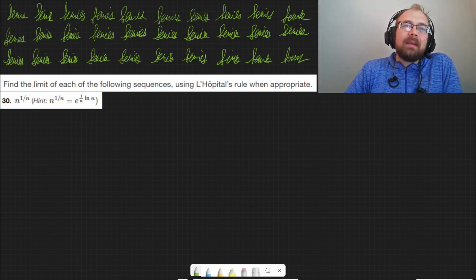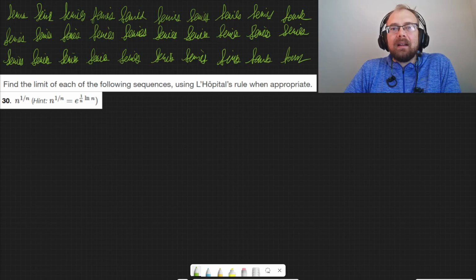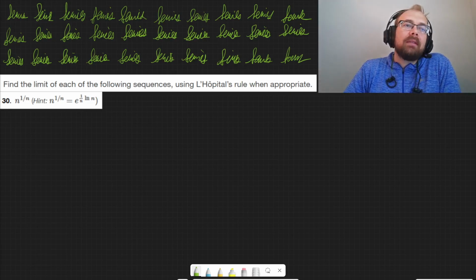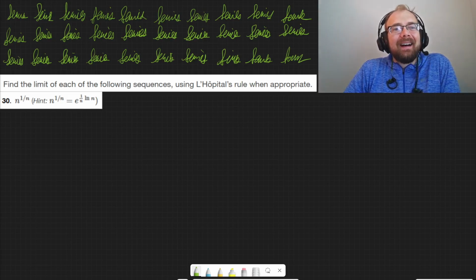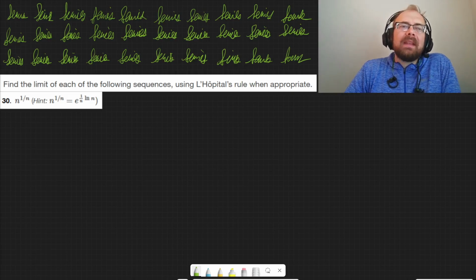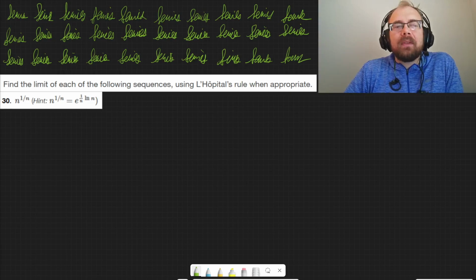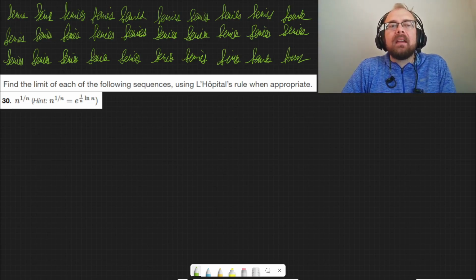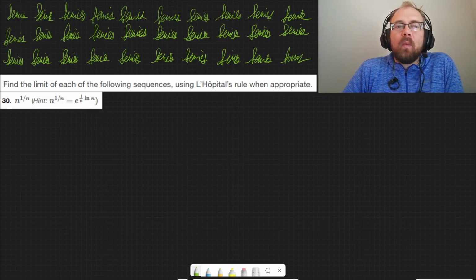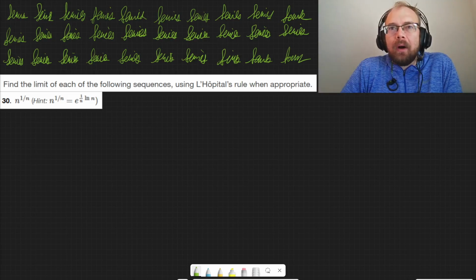Find the limit of each of the following sequences using L'Hopital's rule when appropriate. So we have n to the 1 over n power, and it says hint, n to the 1 over n is equal to e to the 1 over n ln n. That's an interesting hint. I probably wouldn't have thought to do it that way. The way I usually think about that limit is that it's a very specific one. There's a way to do it algebraically that I'll show you in a second, but basically when it's like that, I just remember that that turns into 1.